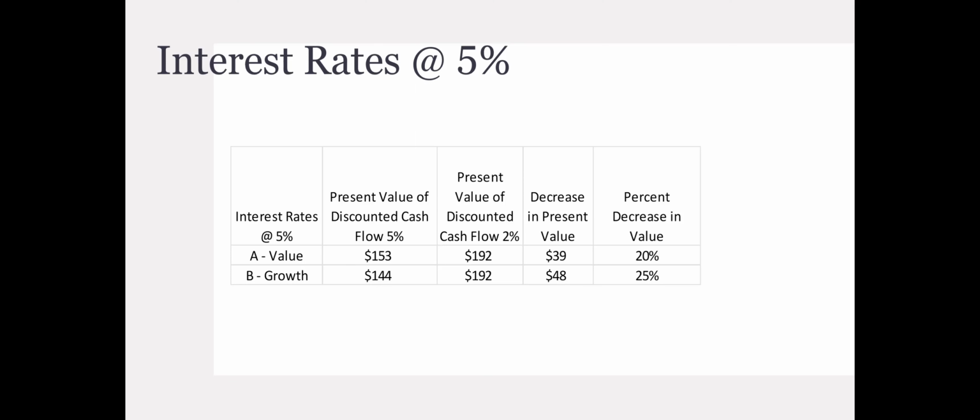Company B, though, again, has no return of capital in the first decade. We now take that 235 figure at the end of that 10-year period and discount it by 5%. The present value of those cash flows today is now only worth $144. That is $48 less than the $192 that it was at 2%. You'll see that that represents a 25% decrease in the present value today.